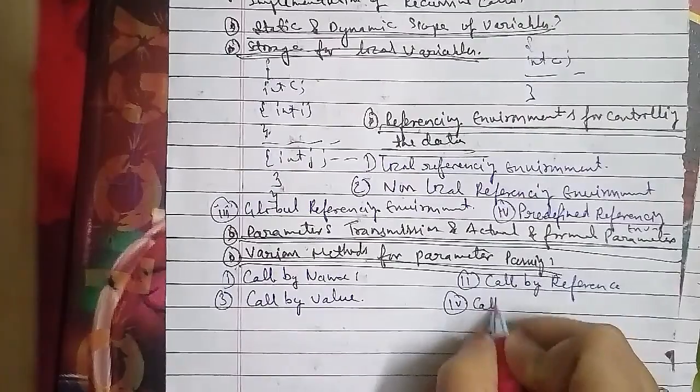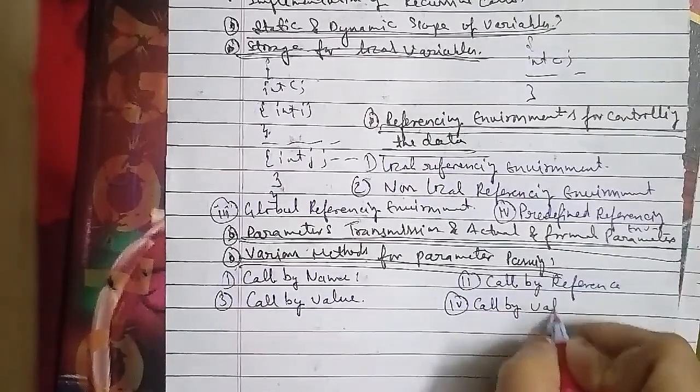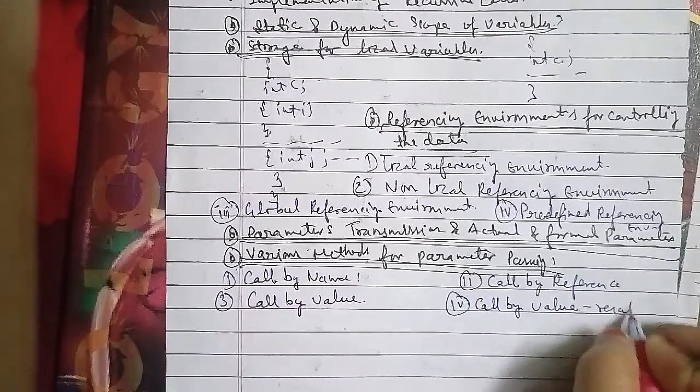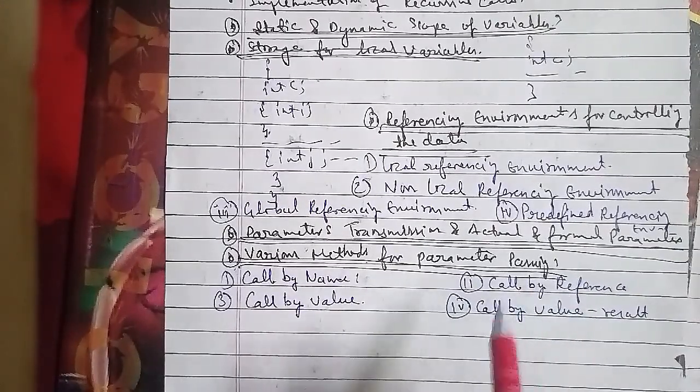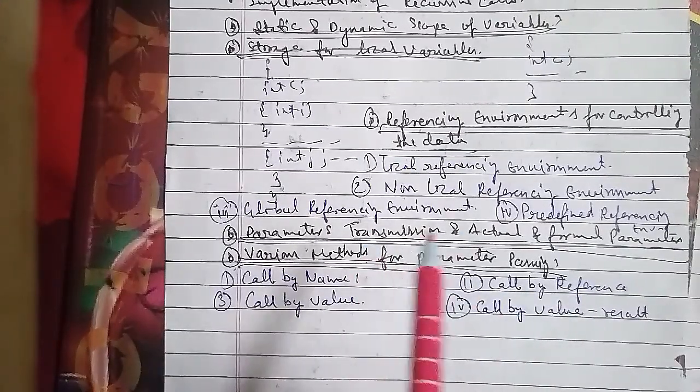In the same way, now we'll talk about the working of coroutines. So these were the six methods used for parameter passing.